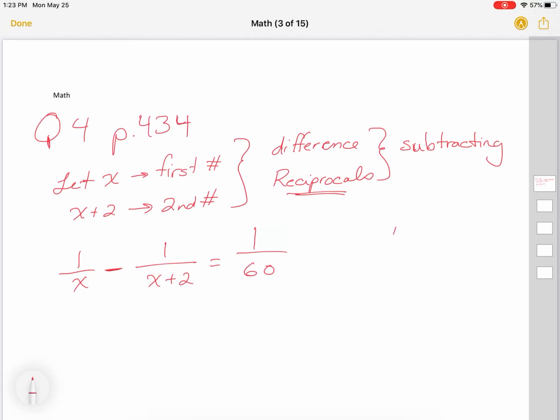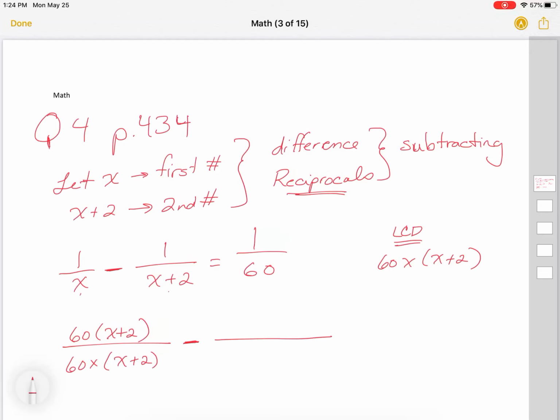So solving for x, our lowest common denominator from these is 60x times x plus 2. So we're going to multiply each term by what's missing. Here we have a denominator of x, so it's going to be 60 times x plus 2. And our denominator is 60x times x plus 2. That's going to be our denominator for everything. Minus, here I have the x plus 2 already, so what's missing is my 60x.